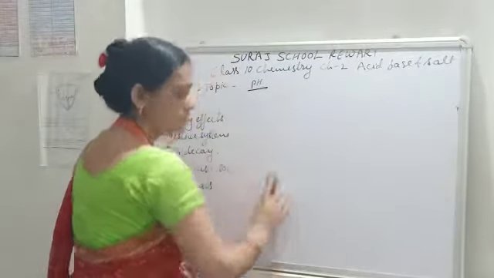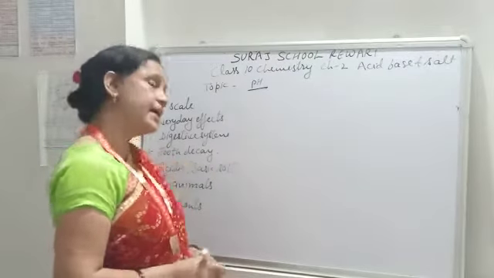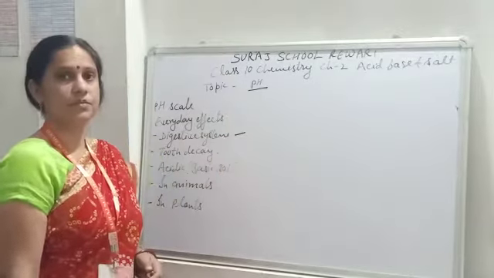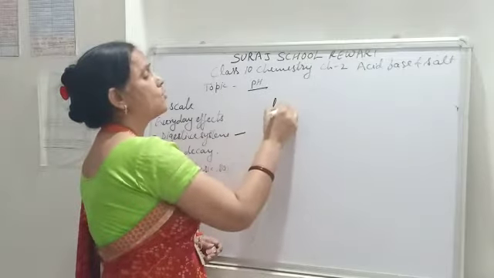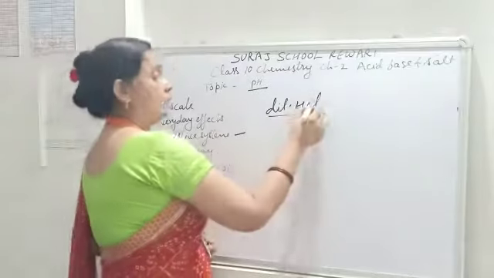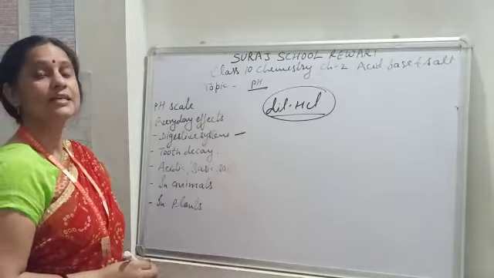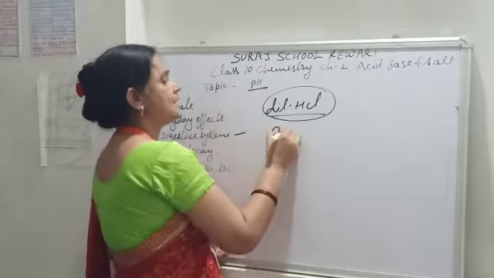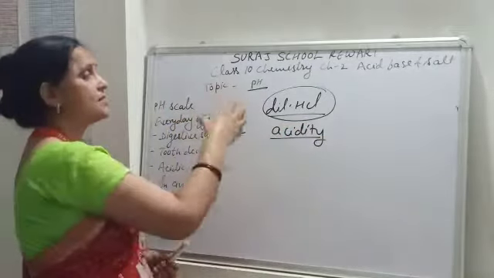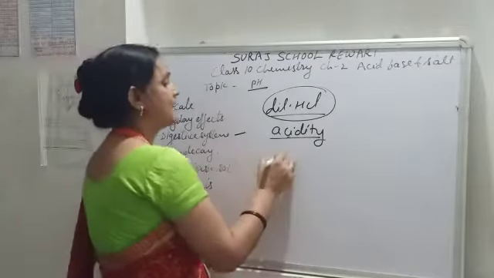Now, what is the effect of pH in our everyday life? First of all, in the digestive system. We all know that dilute hydrochloric acid is secreted in our stomach. Whenever the secretion of this dilute hydrochloric acid is in excess, it causes acidity. And to neutralize this excess amount of acid, to cure this acidity, we take a medicine that is known as antacid.